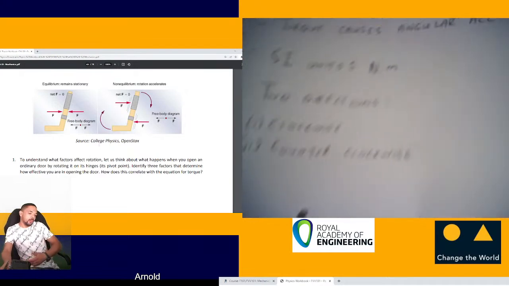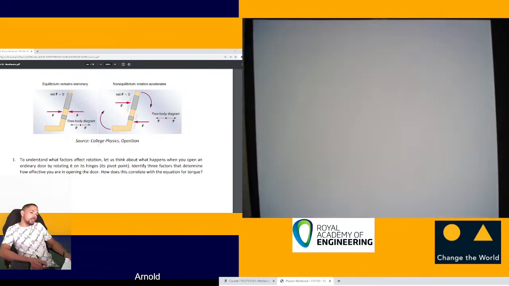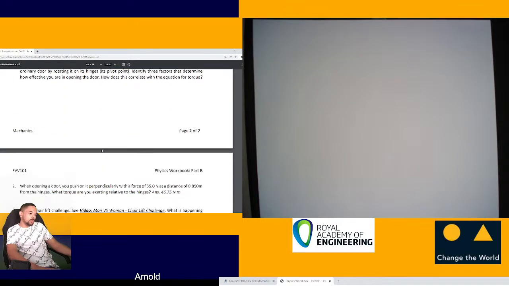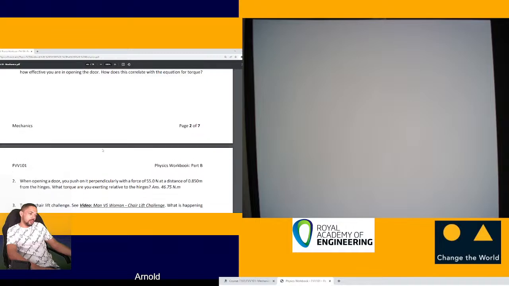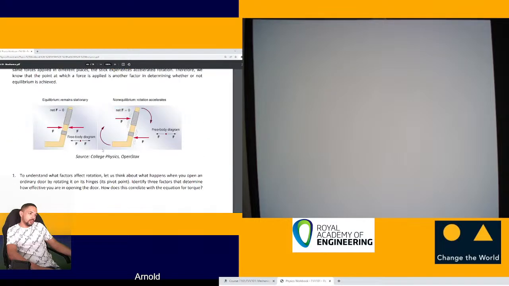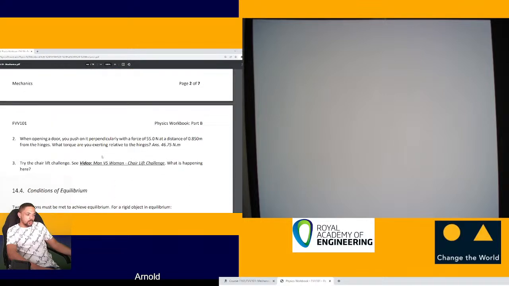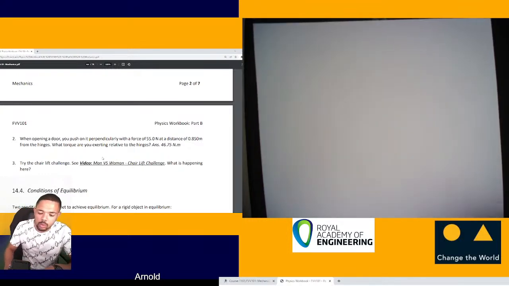Now those are three that come to mind quickly when I'm thinking about opening a door. And how does this correlate with the equation of torque? Now we haven't done the equation of torque yet. We will get to it now. Now the equation of torque is as follows.